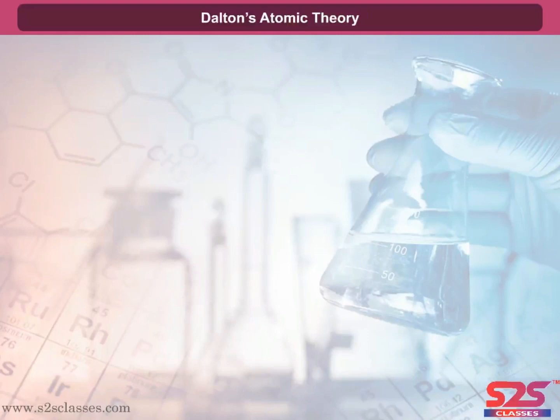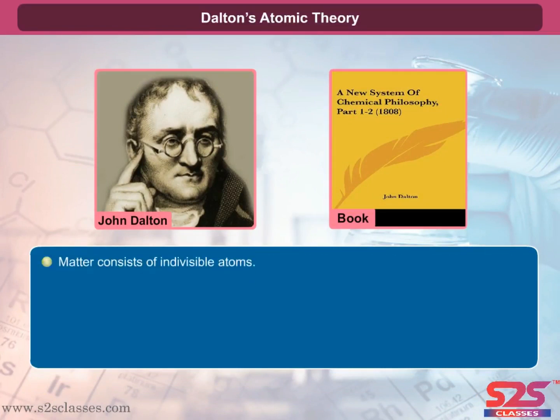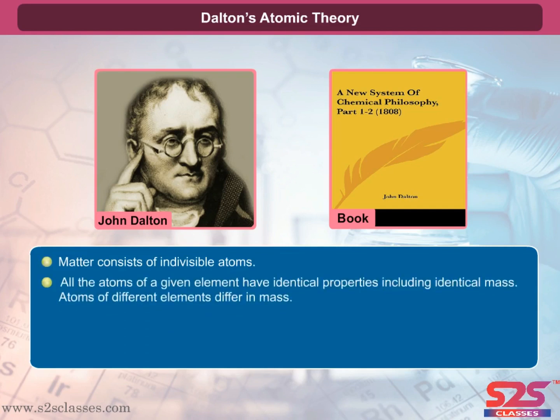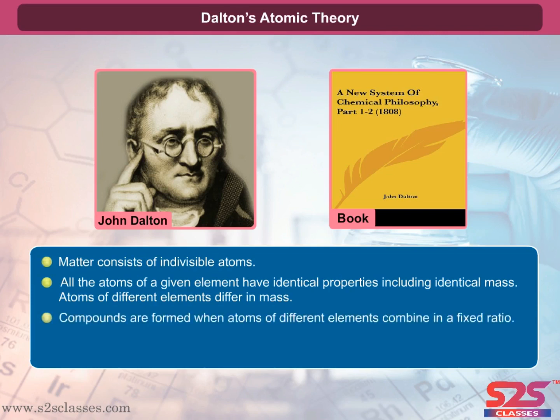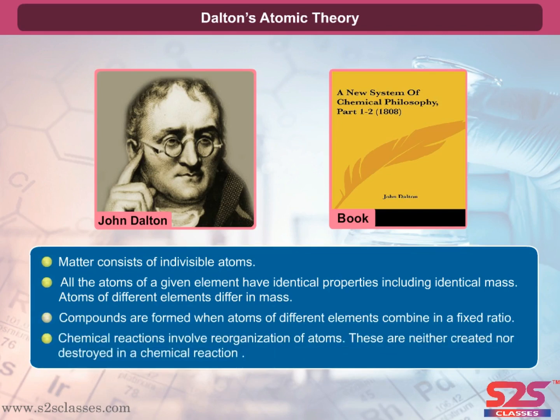Dalton's atomic theory. In 1808, Dalton published a new system of chemical philosophy in which he proposed the following. Matter consists of indivisible atoms. All the atoms of a given element have identical properties, including identical mass. Atoms of different elements differ in mass. Compounds are formed when atoms of different elements combine in a fixed ratio. Chemical reactions involve reorganization of atoms. These are neither created nor destroyed in a chemical reaction.